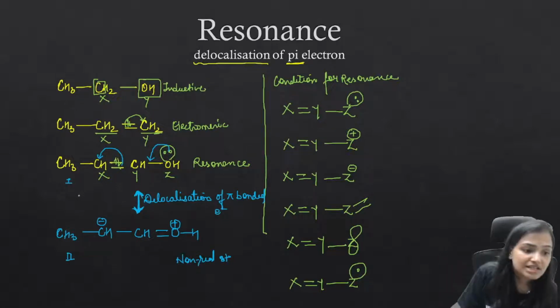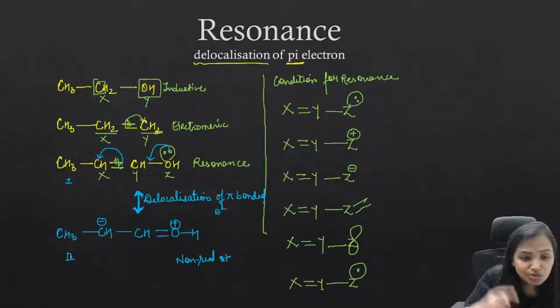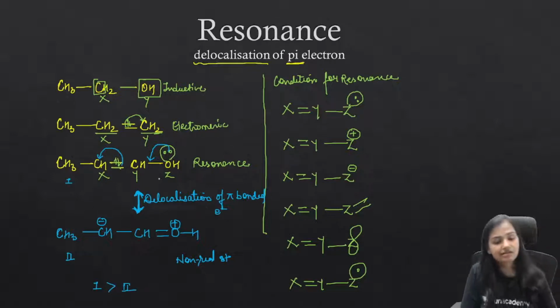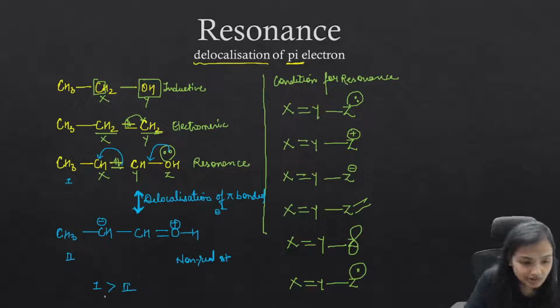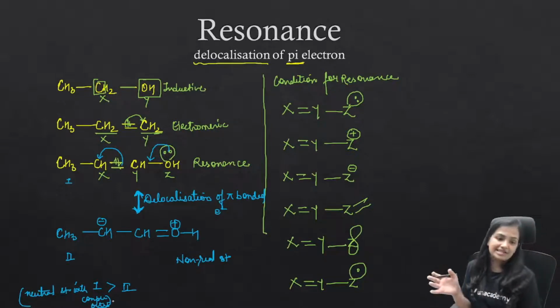Out of these two, 1 and 2, which is more stable? Of course 1 is more stable than 2, because in 1 the octet is complete, and other than the octet it's neutral. So why is 1 more stable? Because it's a neutral structure with complete octet. I am not able to write it here, with complete octet. So that's the reason for it.